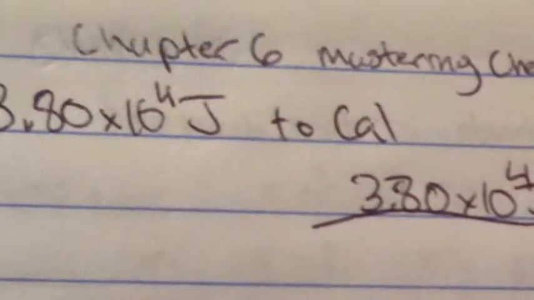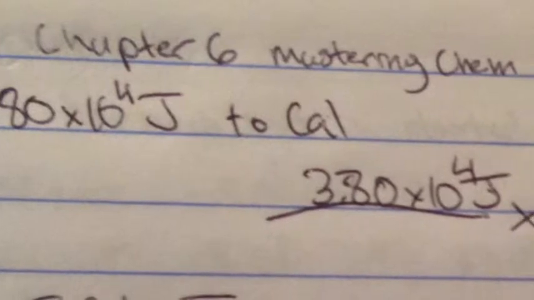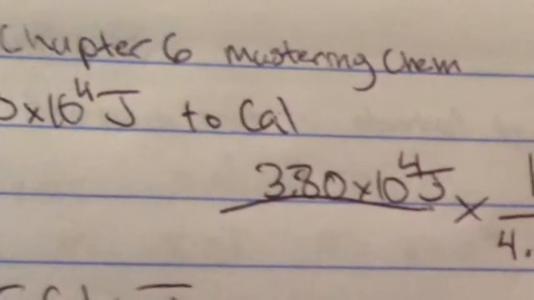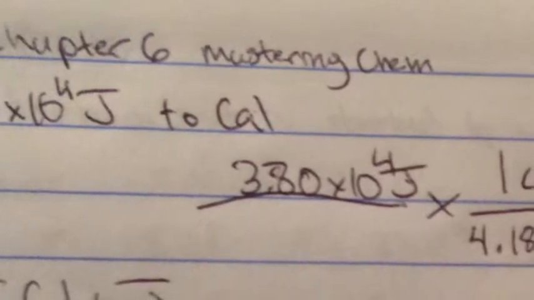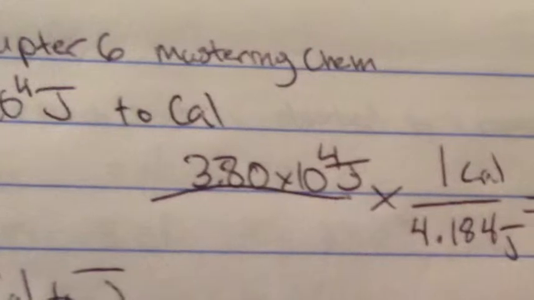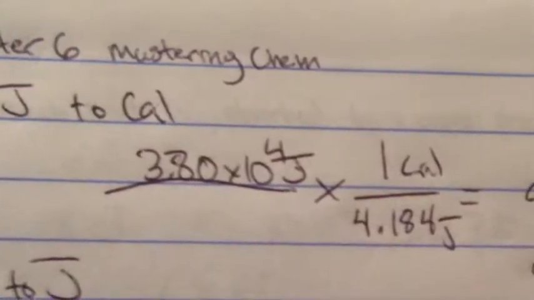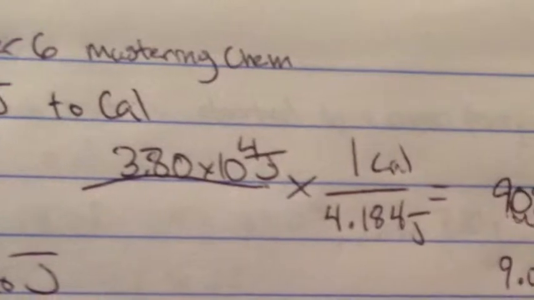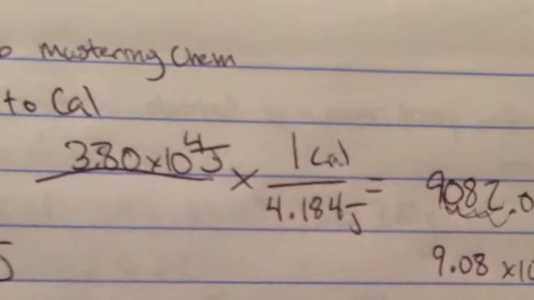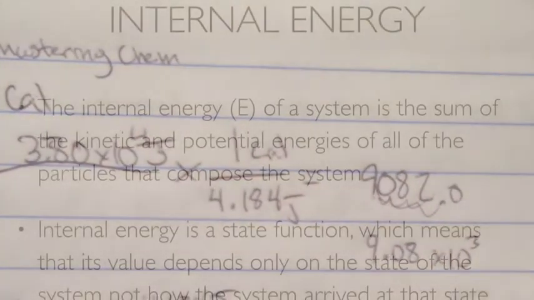So in order to do simple conversions like the one shown above, we have 3.80 times 10 to the 4th joules, and we're converting it to calories. So we start out with the number given, 3.80 times 10 to the 4th joules, times the amount of joules in 1 calorie, which we find from our chart. And by having joules on top and bottom, we get them to cancel out, leaving us with our answer of 9,082 calories.